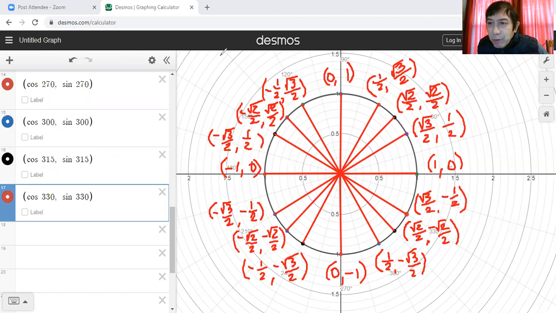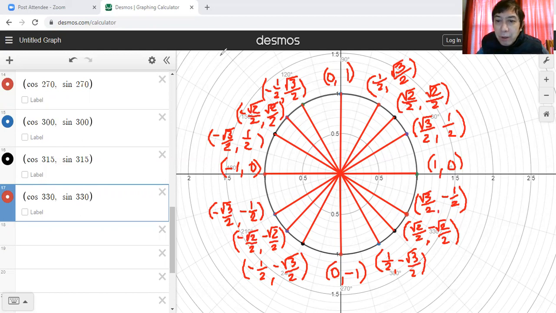Okay, 0 in radius. I mean, in degrees, this will be 0, and then 30, 45, and then 60, and then 90, 120, 135, 150, 180, 210, 225, 240, 270, 300, 315, 330, and back to 0. All right. So these are the coordinates of the points on the unit circle. And these are actually the trigonometric functions of those angles, the cosine and sine trigonometric functions of those special angles.